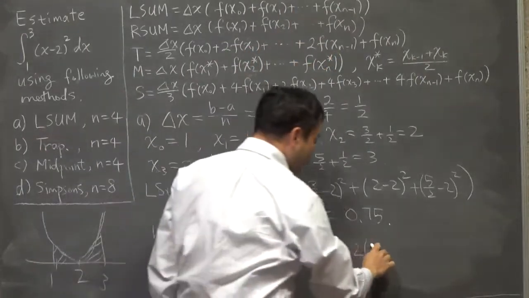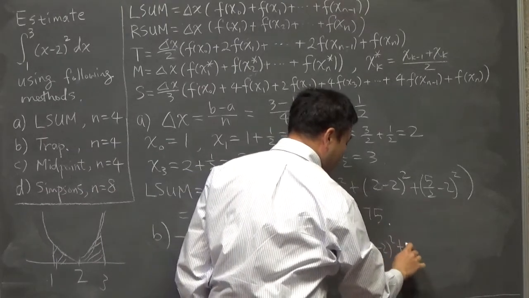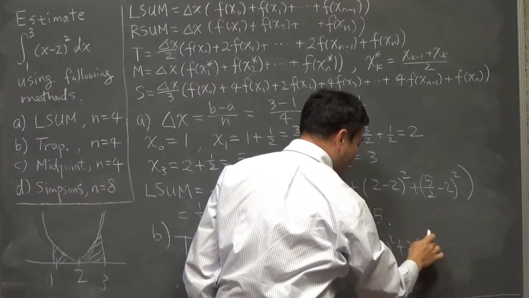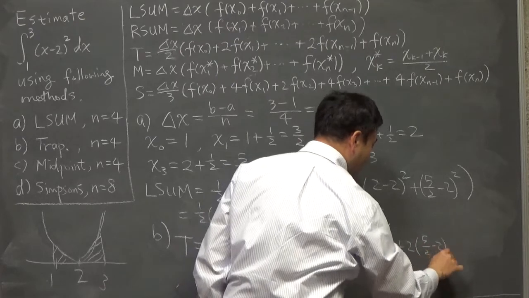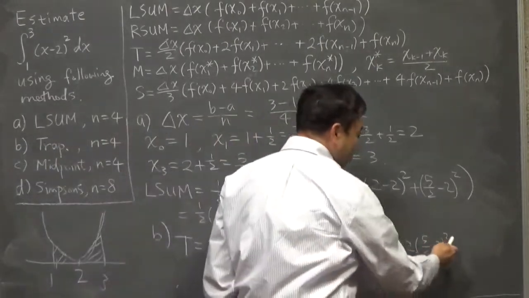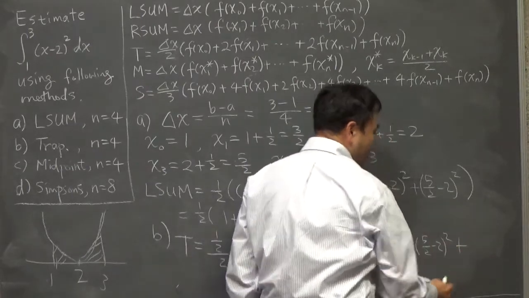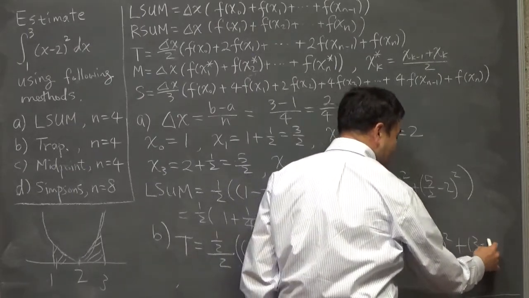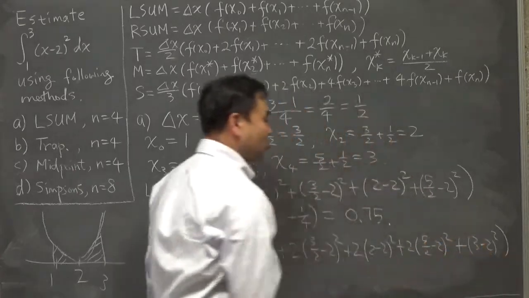Okay, so you have 2 times 2 minus 2 squared, 2 times 5 over 2 minus 2 squared, and this is actually the one before the last one, so the last one would be 3 minus 2 squared, and that one doesn't have a 2 in front.